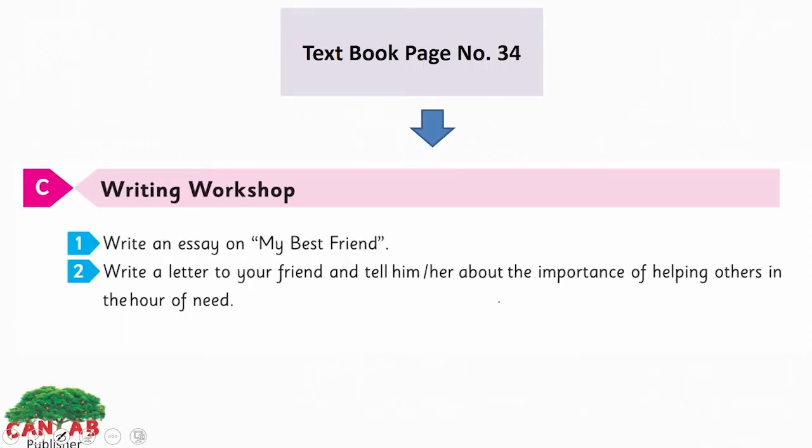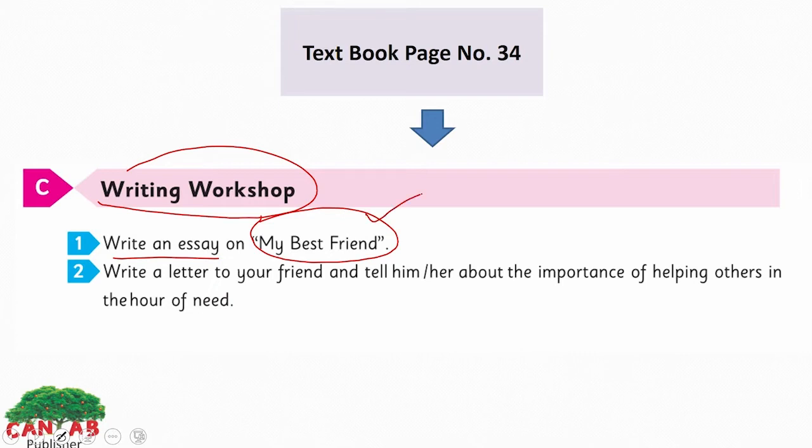Now look here at page number 34. Section C, writing workshop. What you have to write? Write an essay on my best friend. How? You will write an essay on my best friend. You have to write about your best friend.